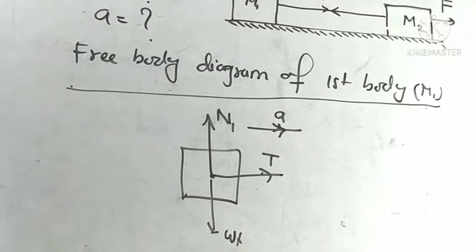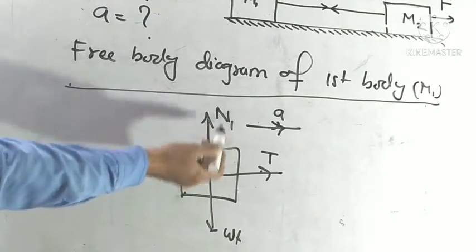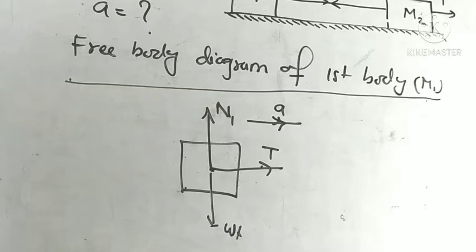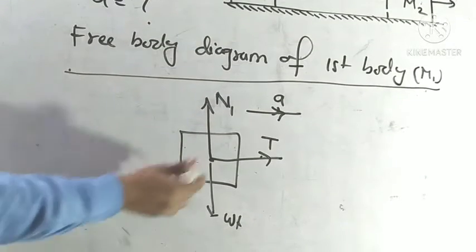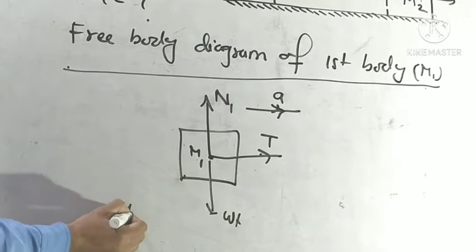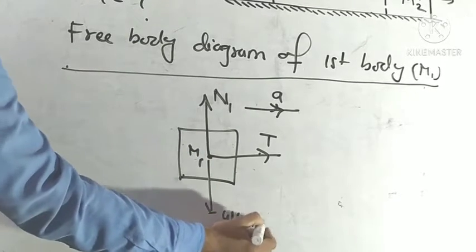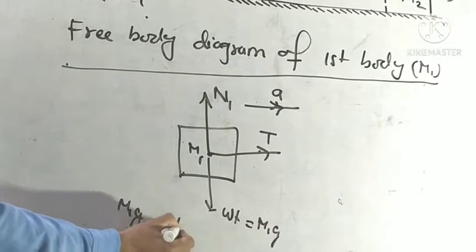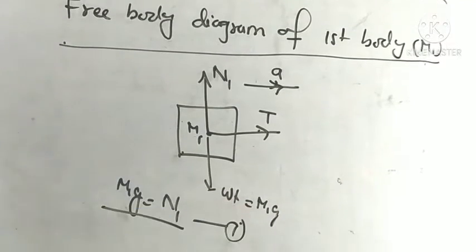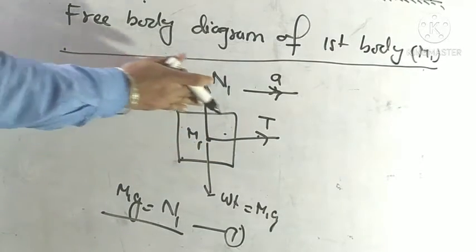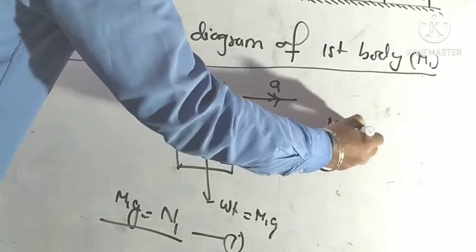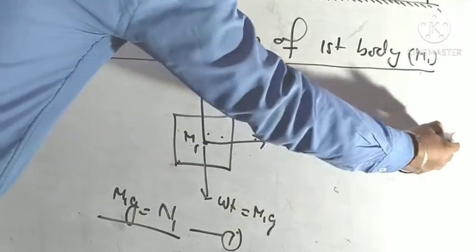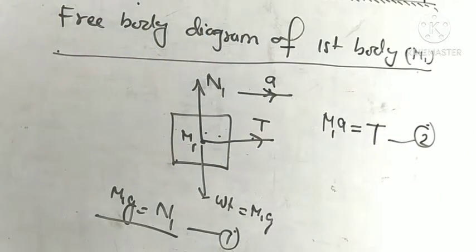Firstly we discuss these two forces. They have the same magnitudes but their directions are different. The weight of this body having mass m1 is m1g, and it is equal to the normal force n1. We give it equation number 1. If this body moves right hand side with acceleration a, the net force on this body will be m1a, which is equal to tension T. We give it equation number 2. So we have two equations here.